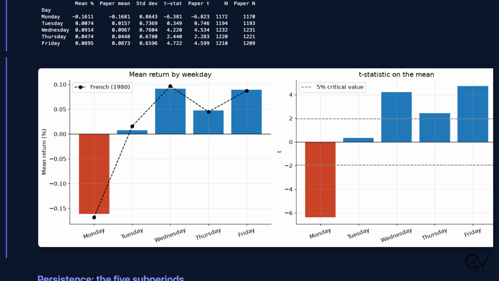Monday's t-statistic is about minus 6.4. The 5% critical value is roughly 2. Monday is 3 times past it in the wrong direction. Tuesday sits on 0, and Wednesday and Friday clear the bar comfortably on the positive side.